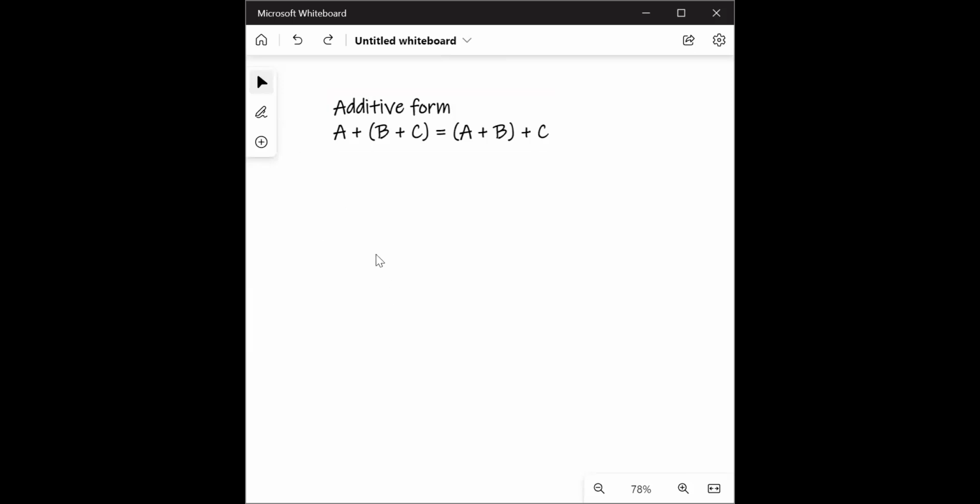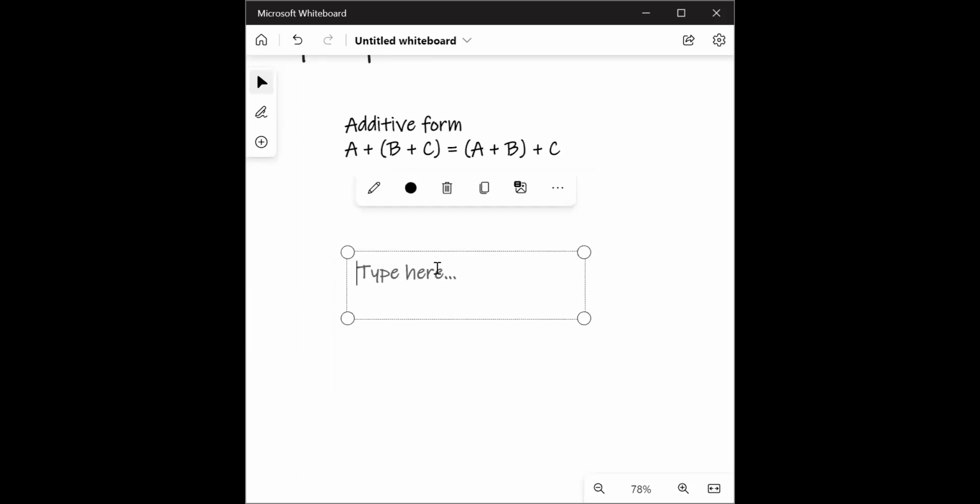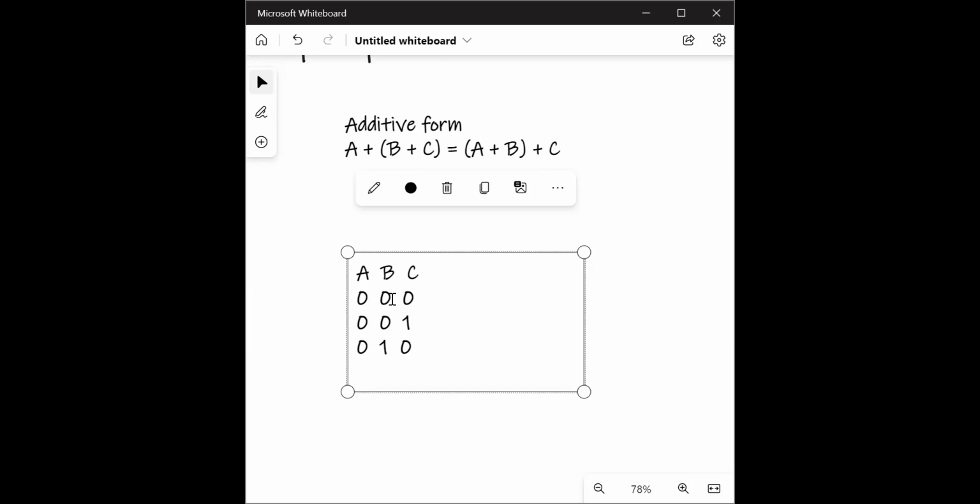Right, so we can do the same thing. When you want to get A plus B plus C, we know that we have to have three variables, that means A, B, and C, which we will have 0, 0, 0, 0, 0, 1, 0, 1, 0, 0, 1, 1, 1, 0, 0, 1, 0, 1, 1, 1, 0, and we have 1, 1, and 1.